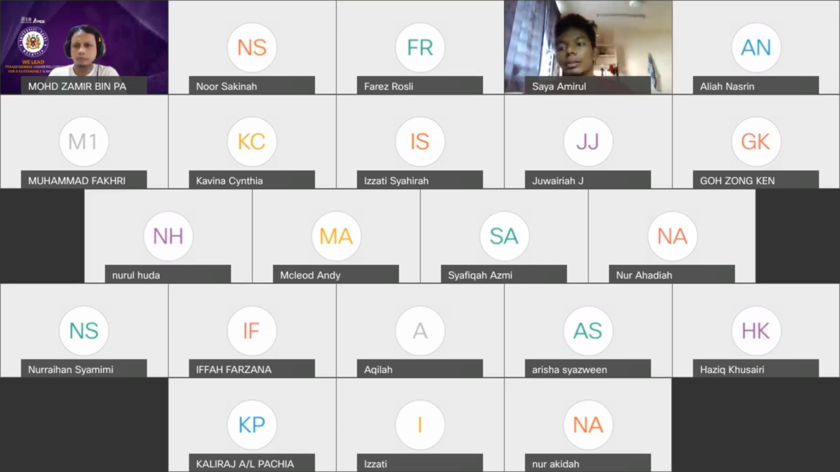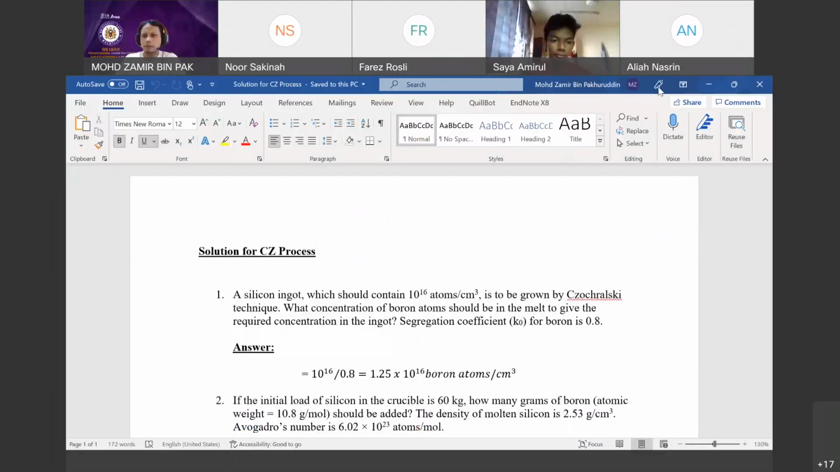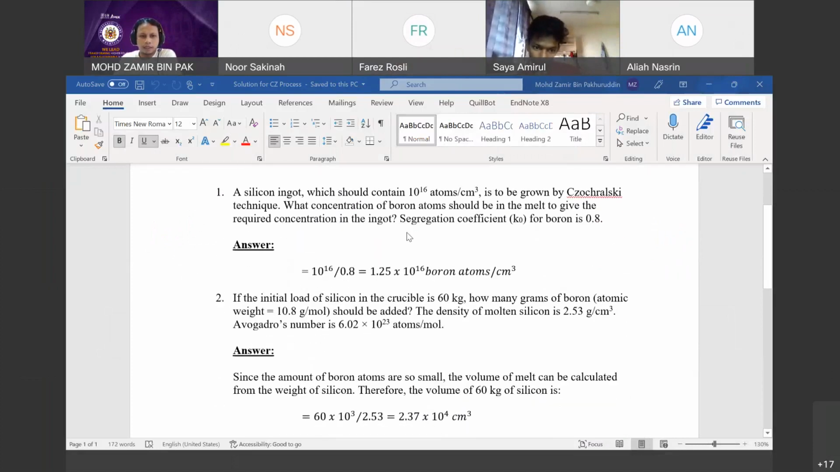Can you see the Word file on the screen? Okay. So the first one was very straightforward. We did it last week. So in the second question, read the question again: if the initial load of silicon is 60 kilos, how many grams of boron, atomic weight 10.8, should be added?